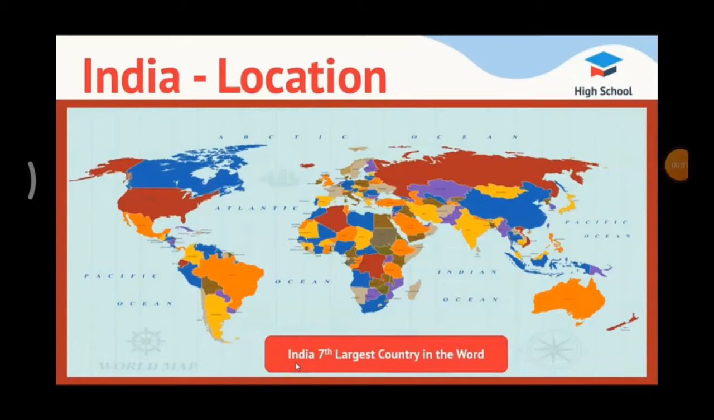Geography first lesson, India, location, relief and drainage. Boys, have you ever wondered how many countries are in the world? There are 195 countries. Among us, India ranks as the 7th largest country in the world.